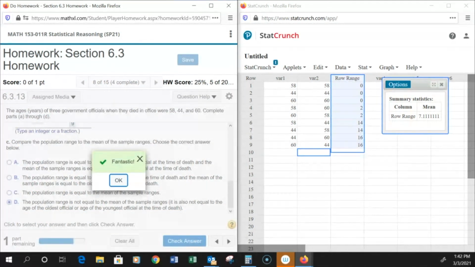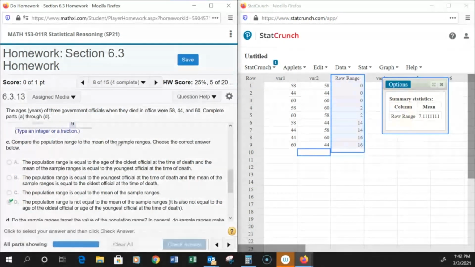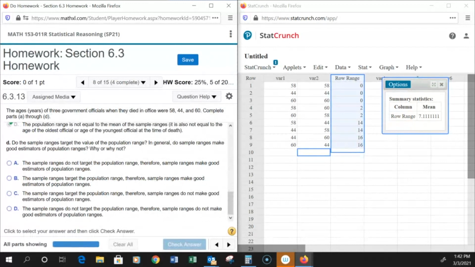And we're not surprised at that because we don't expect a range to be a good estimator. It's biased. Sample ranges do not target, therefore they do not make good estimators. That's right.